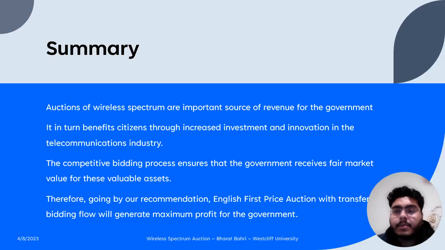So, summarizing my presentation, the auction of the wireless spectrum is an important source of revenue for the government. It is in turn benefiting citizens through increased investment and innovation in the telecom industry. The competitive bidding process ensures that the government receives fair market value for these valuable assets, which are the spectrum rights. And therefore, going by our recommendation, one of the most revenue generating auction types is the English first price auction, and that will benefit the government most.